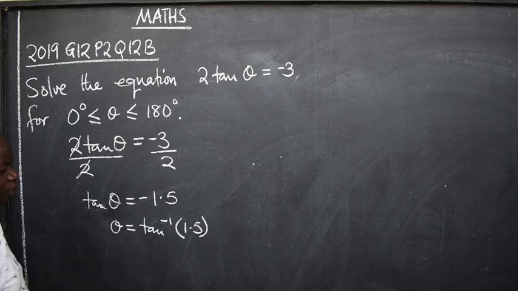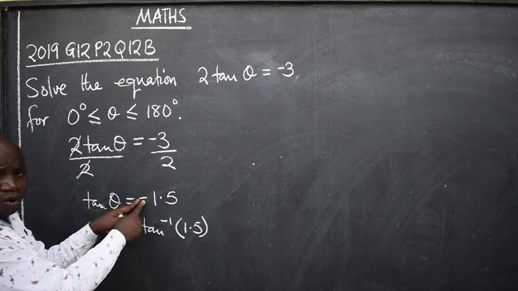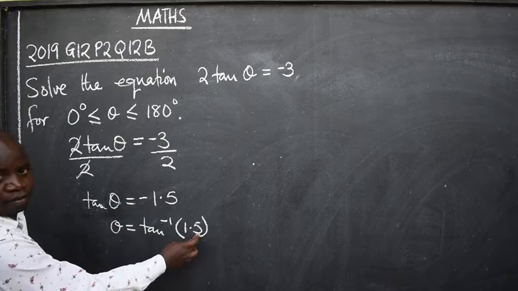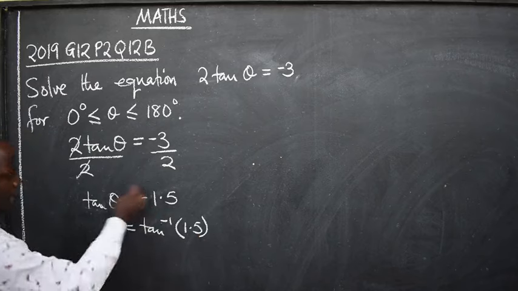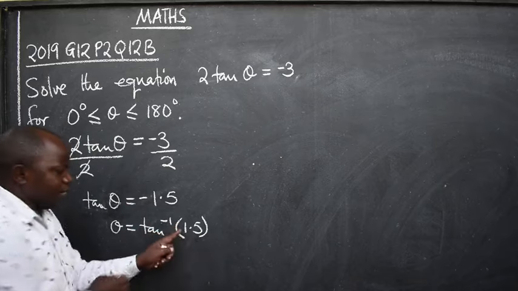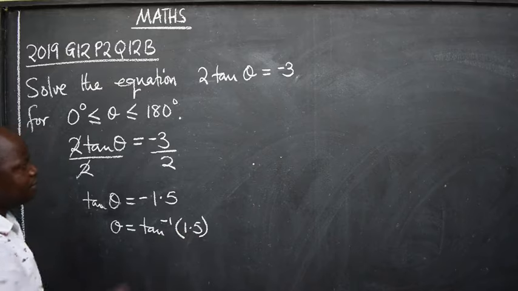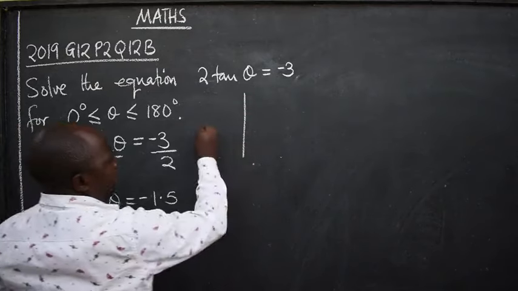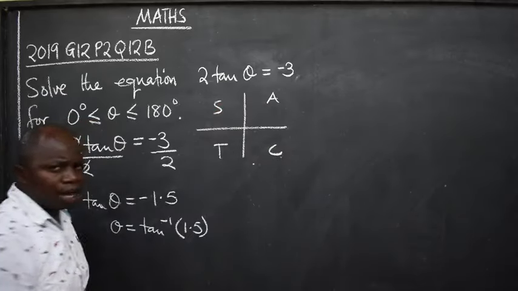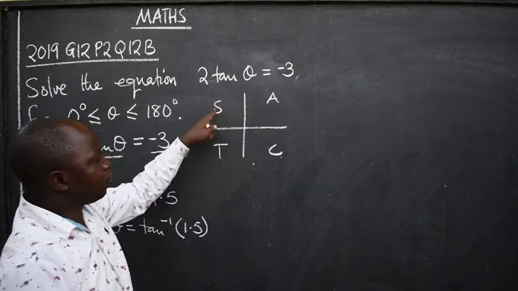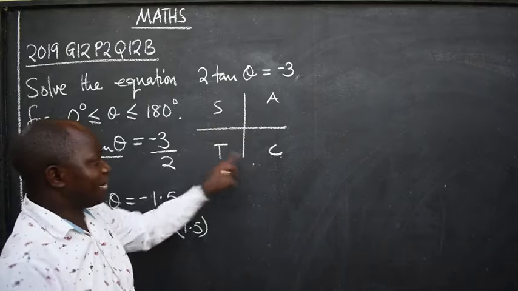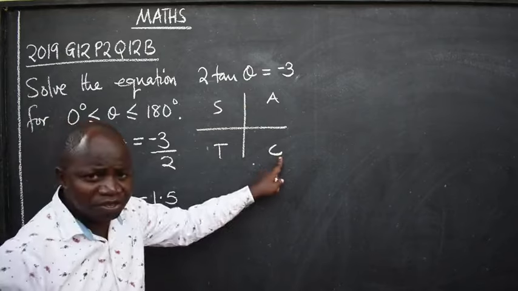Now I know some of you would want to ask, where has the negative gone? So here you just need to write the positive 1.5. Now where is the negative, or why am I not writing the negative inside the brackets here? The reason is this one here. Have you ever heard or drawn something like this? Add sugar to coffee. You can memorize it in that way. Or all students take calculus, all students take chemistry, any.